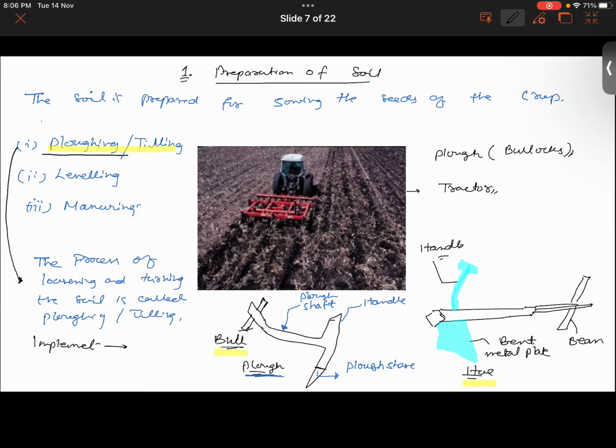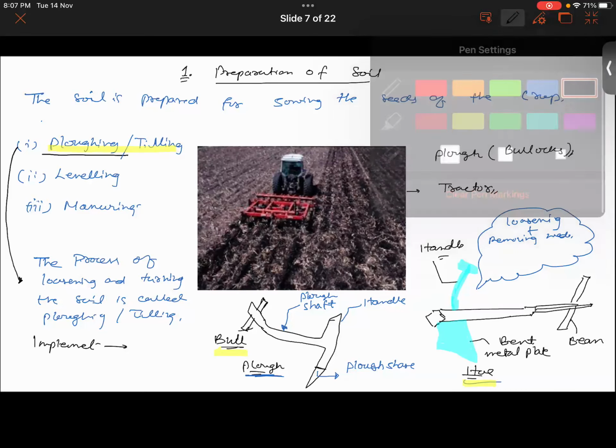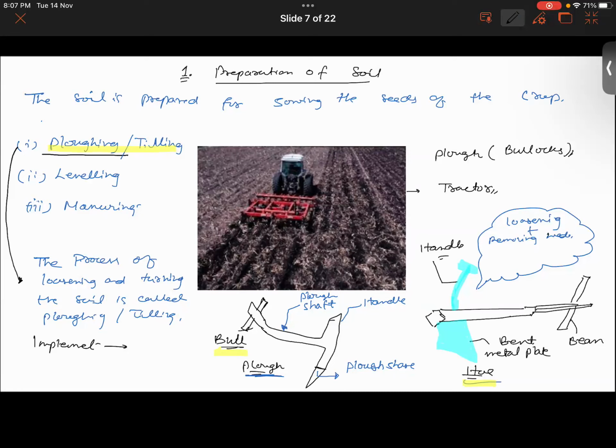It is also an agricultural implement, which is used in the loosening of the soil, but also for removal of weeds. Another interesting thing, you can't use the plough for the removal of weeds, but you can use this hoe for the loosening, plus for removing weeds. Getting it now? By the way, what is a weed? W-E-E-D-S.